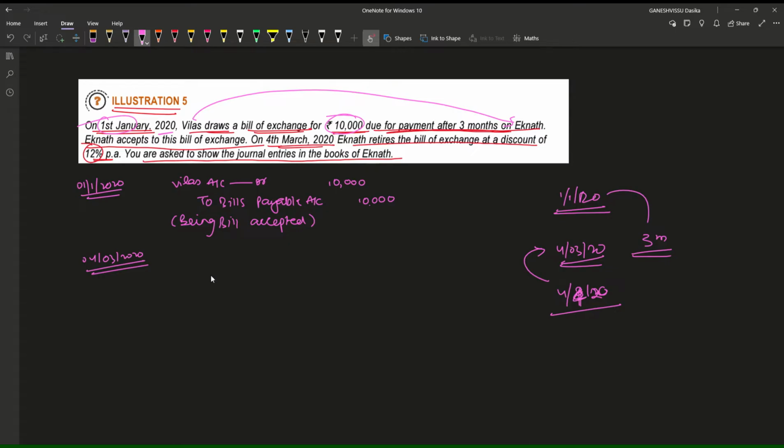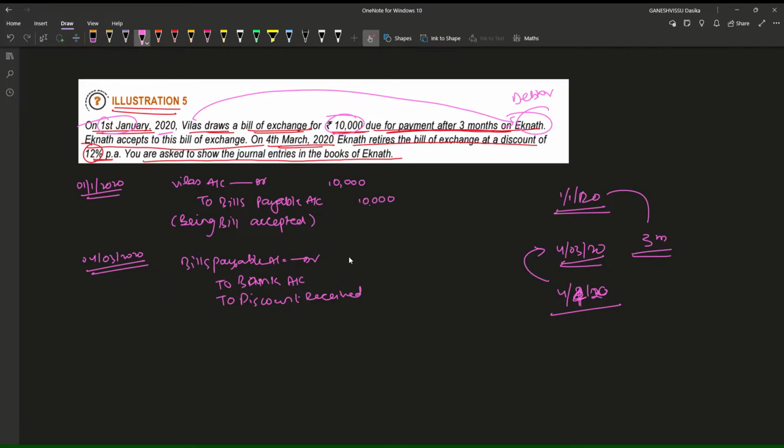Because we are writing in the books of Eknath, the debtor, discount will be received by him. So he is going to pay the amount to bank account, and he is going to debit bills payable. So bills payable account debit, bank account credit, discount received credit. The same thing, right?